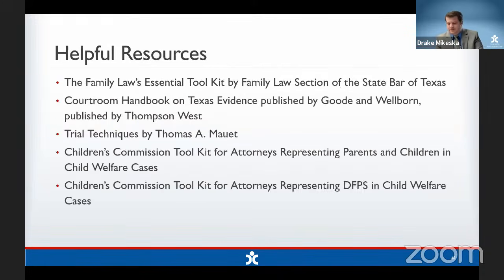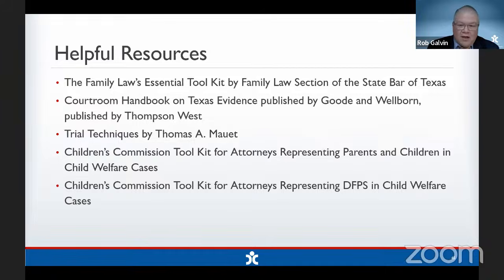Next slide, please. So we're towards the end. So these are some helpful resources. We've talked about the toolkits that the Children's Commission puts together. Of course, those that practice family law are familiar with the Family Law Essential Toolkit. There's some good stuff there too.